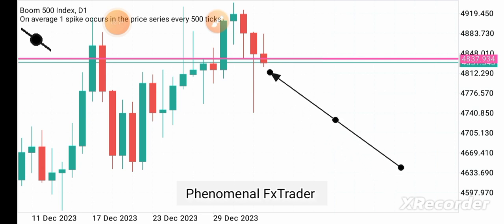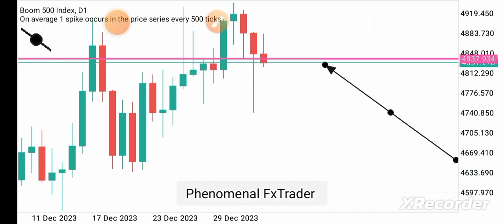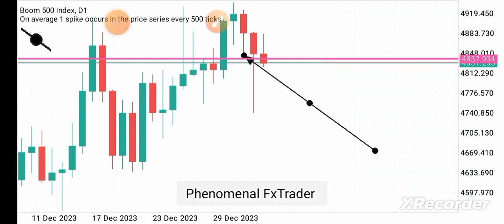Very simple strategy. So we have to put this line here, like I have put here, to mark the low of the previous day. Then we want to go down. We want to see when the market will break through this line and retest, then we sell.